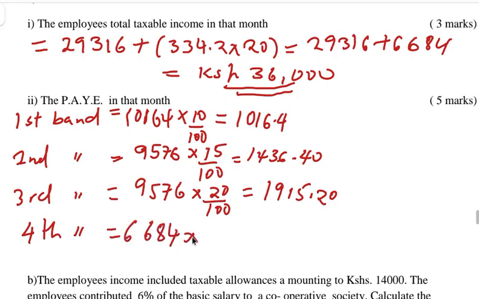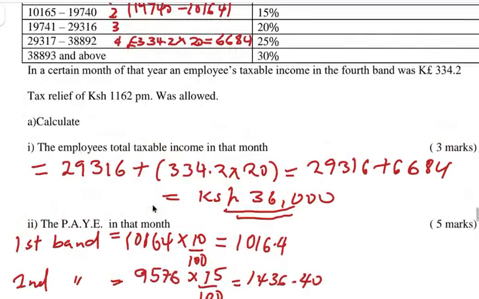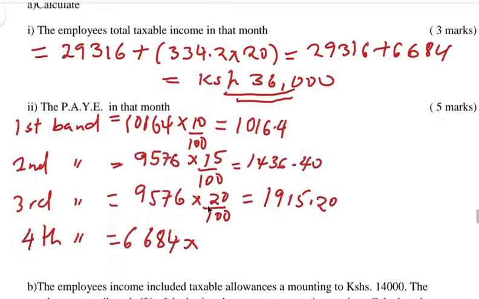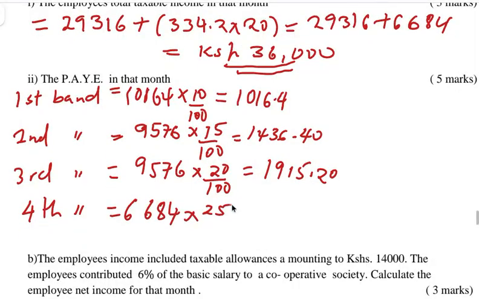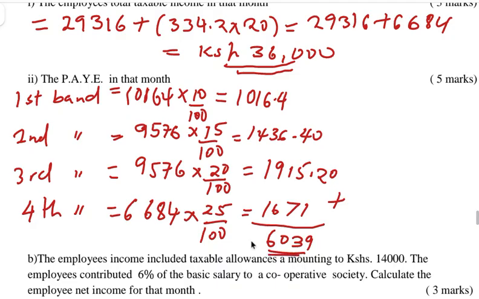6,684. Your rate sasa watafuta kwenye hiyo table, your rate is 25%. So times 25%. So in which answer yako times, yani si add. So times ni 1,671 shilling. So hizi ni Kenya shilling. Let us add all. Add hizi zote kutumia calculator yako, itakupa answer 6,039 Kenya shillings.